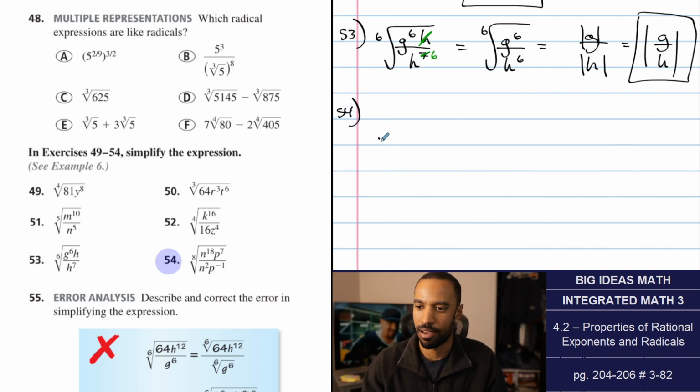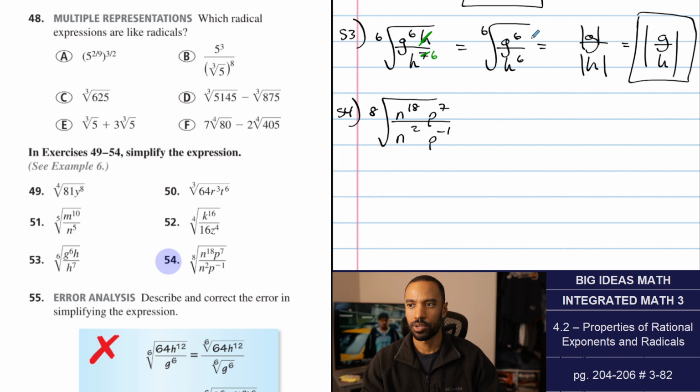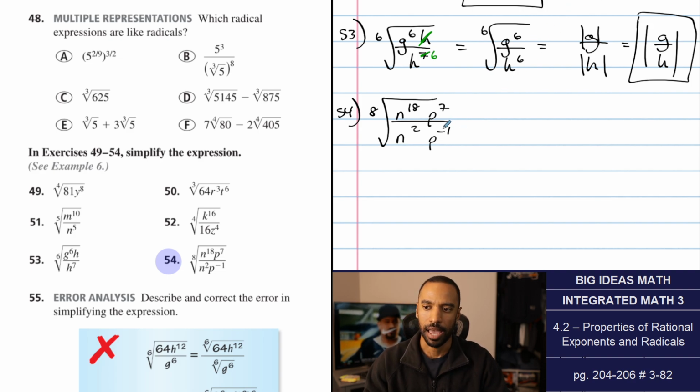We have the 8th root of n to the 18th times p to the 7th over n to the 2nd times p to the negative 1st. A couple things I can do here. I mentioned this earlier: I like to turn negative exponents positive whenever we have a fraction, immediately. That way we don't have any issues. This turns into positive p to the 1st, but it's in the numerator.